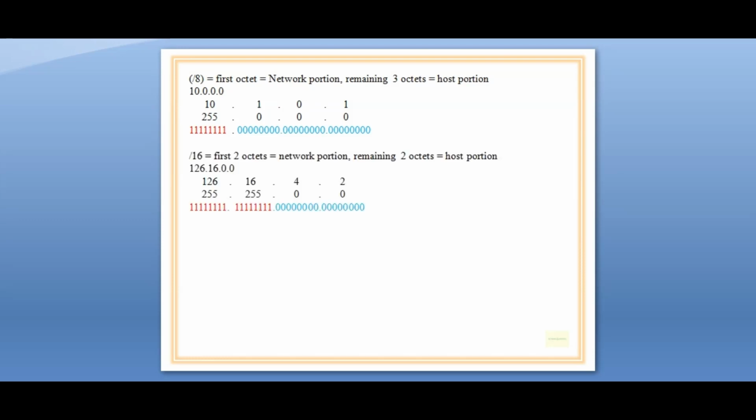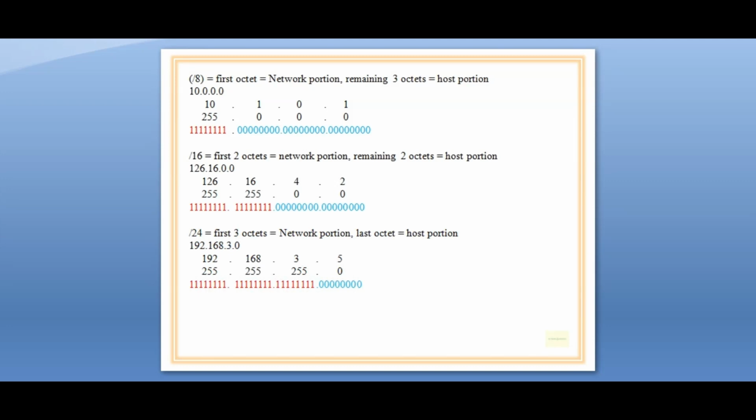/16. The first 16 bits or the first 2 octets refer to the network portion. The remaining 16 bits equal the host portion of the network. Let's take an IP address, say 126.16.4.2. This IP address is from the class B range, hence it is part of the /16 network. The subnet mask for /16 is 255.255.0.0, and when we represent it in binary, it looks like this. The first 2 octets will remain the same, while the remaining octets will keep changing. By this, we can also say that the network could be 126.16.0.0.